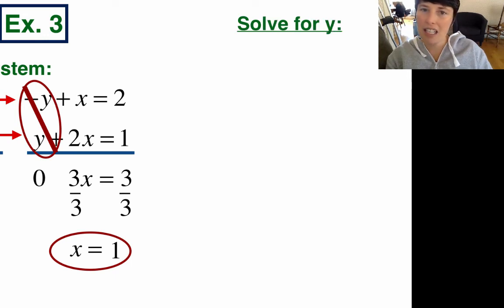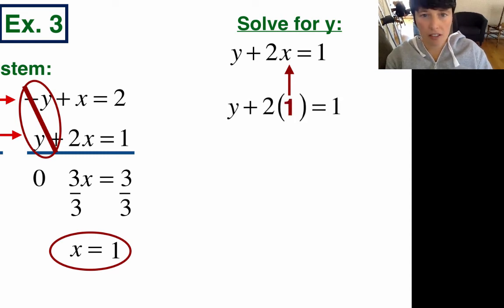I can pick any of the first equations, so I'm going to go back and pick this one. Y plus 2x equals 1. I'm going to change my x to a 1, and I'm going to make it 2 times 1, so instead of 2x. So this will be pretty fast. 2 times 1 is 2. So I have y plus 2 equals 1.